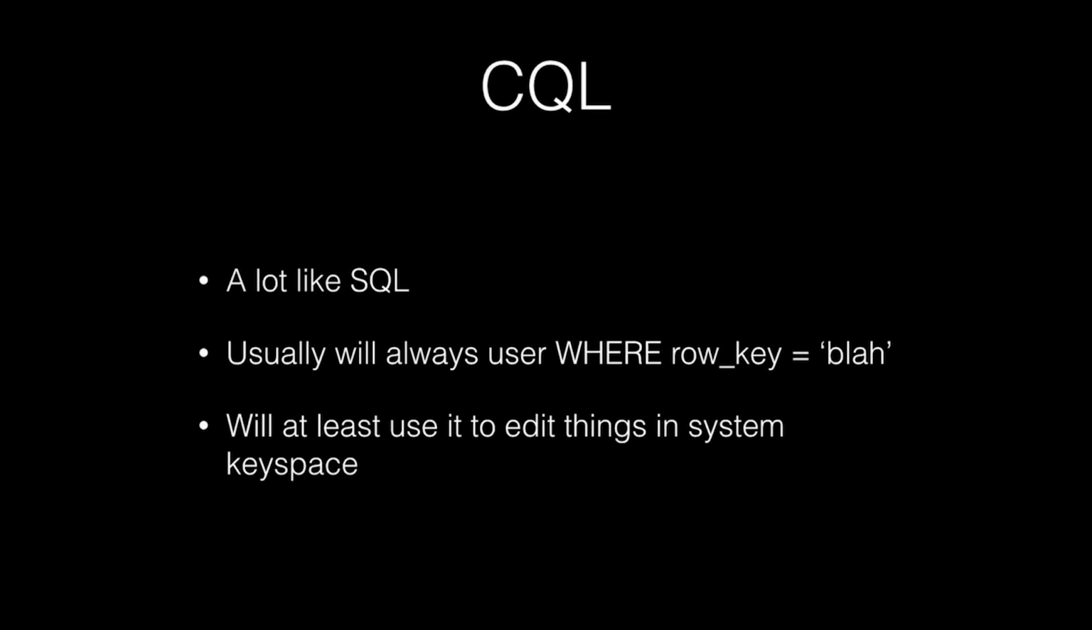Querying data out of Cassandra, I mentioned there's CQL. It looks a lot like SQL, it works a lot like SQL. You'll typically only be doing things keying off of your row key, so you'll always be using things like where your row key equals blah. And even if you're using something else like the Thrift protocol to talk to Cassandra, not CQL, which was only added in Cassandra 1.2, you'll still probably be using it to update the system keyspace, to update the metadata about how the cluster works or how your keyspaces work and stuff like that.